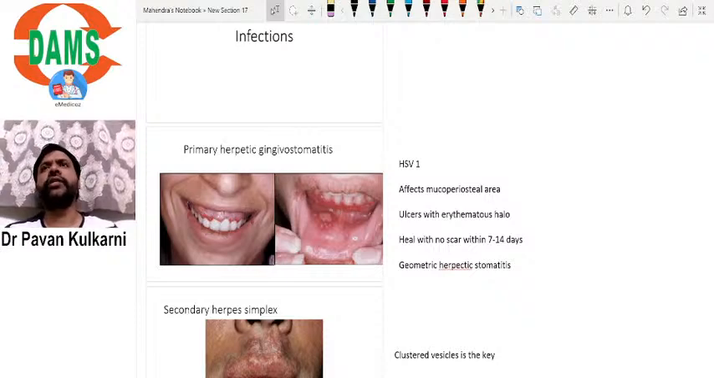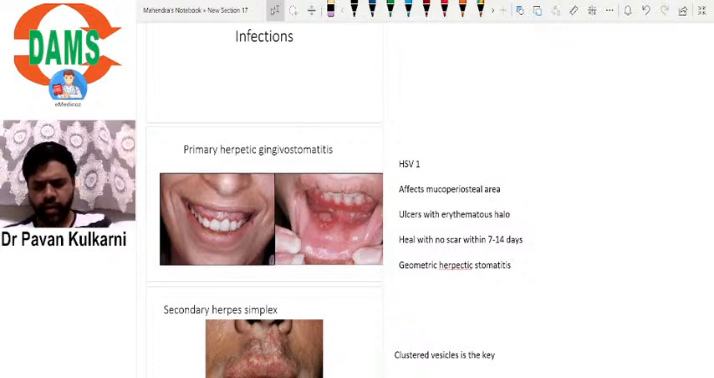Mainly the lesions that should be covered are herpes, mainly the herpetic lesions.